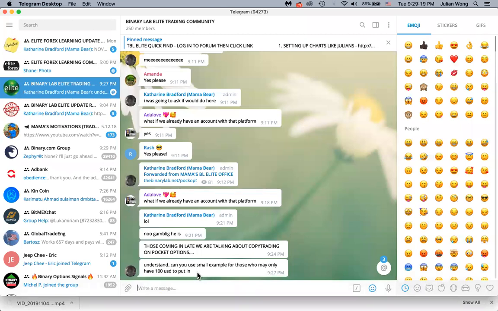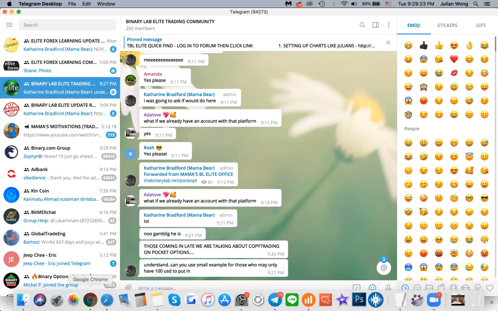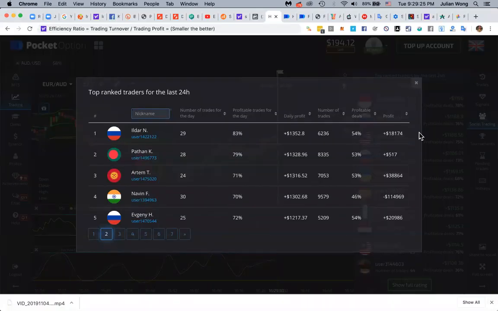Okay, so for those people who only have 100 USD to put in, that's a very good question. So I'm going to show you how I select. Now, just now I was just giving you random examples. That's not how I personally select. But I'll just talk you through the process of trying to understand how a person probably trades based on the statistics.